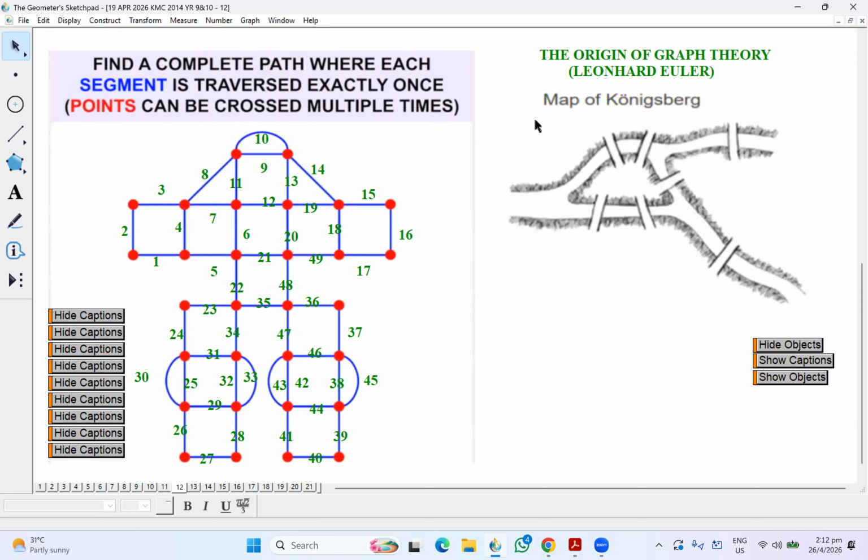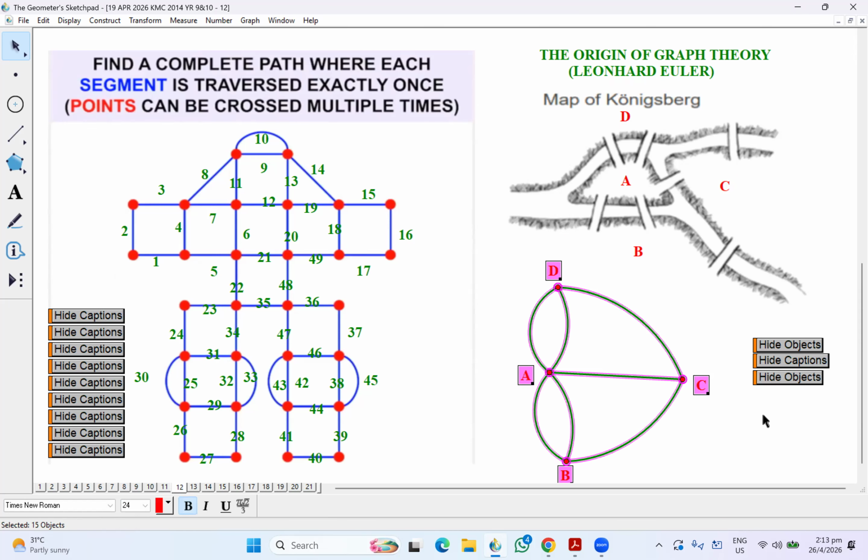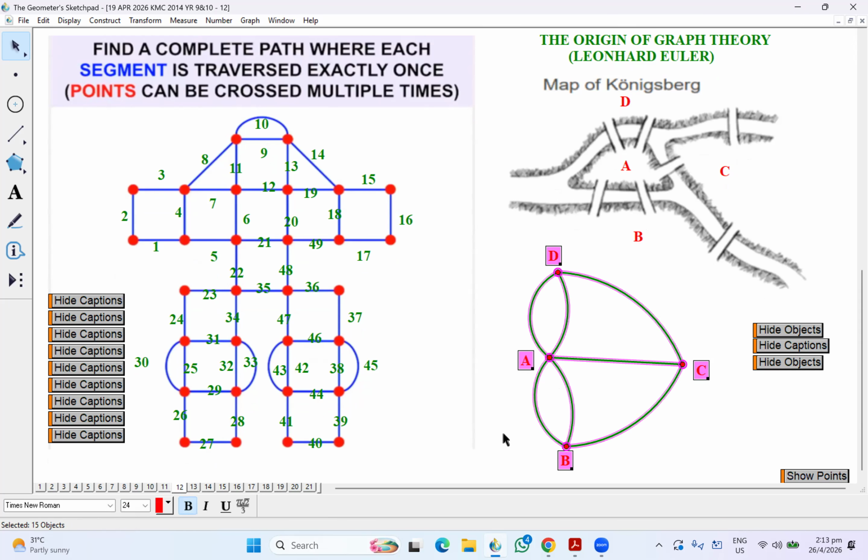Everybody tried to find a solution and nobody could find any solution. So Leonhard Euler was thinking how to solve the problem. He created a diagram like this. He first labeled the 4 land masses A, B, C, D. Then he converted it into this diagram.